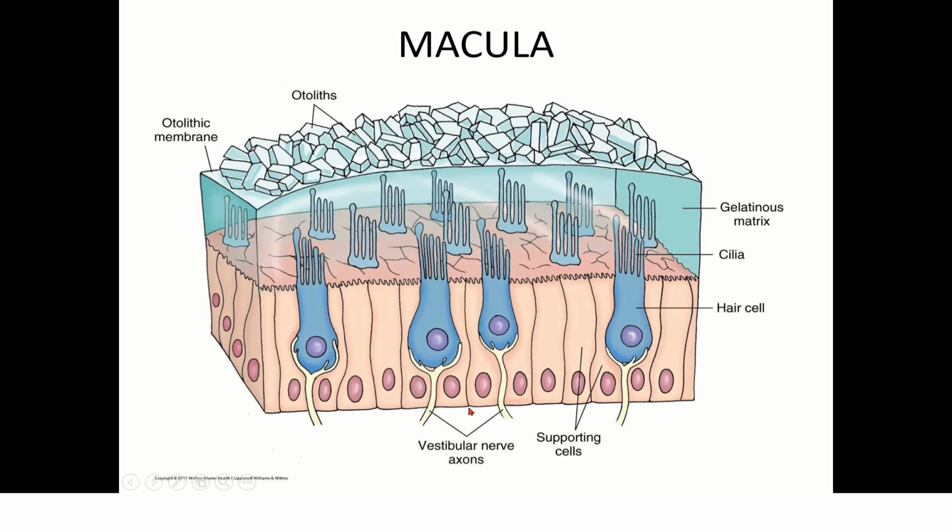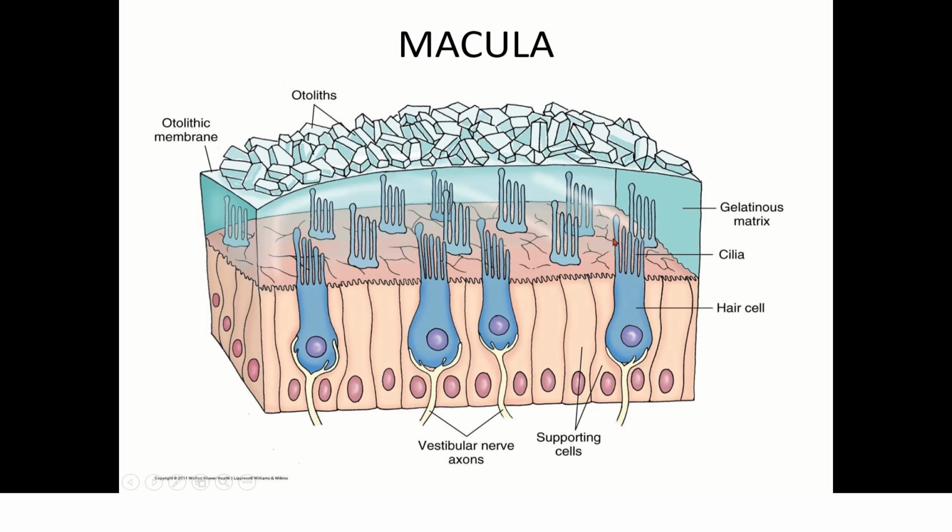So here you can see the macula within the saccule and utricle. This macula responds to static equilibrium and linear acceleration. In the organ of Corti we have seen the membrana tectoria. Here there is a membrane called the otolithic membrane, where there are calcium crystals called otoliths. So they respond to gravity.